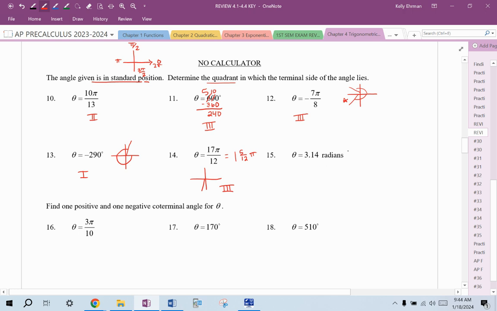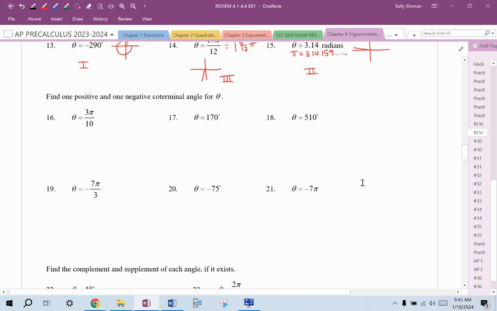3.14 radians. So be careful with this. We know that pi is about 3.14, but pi is 3.14159, and that's about as far as I know. But pi is a little bit more than 3.14. So kind of a trick question here. You're not exactly at pi. You're a little bit short of that. So you're in quadrant 2.